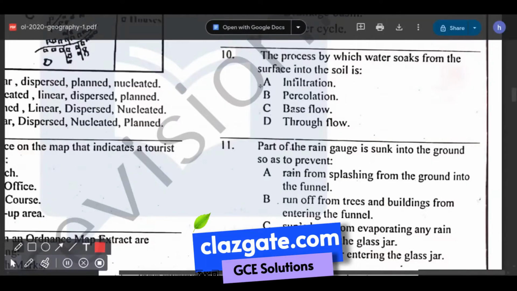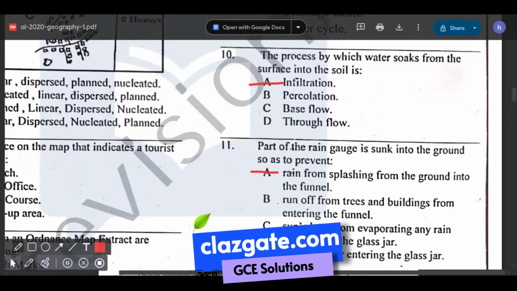Question number 11 is asking us, part of the rain gauge is sunk into the ground so as to prevent what? Sinking the rain gauge into the ground is to prevent rain from splashing from the ground into the funnel. Okay, so the answer is A. Part of the rain gauge is sunk into the ground to prevent rain from splashing from the ground into the funnel.